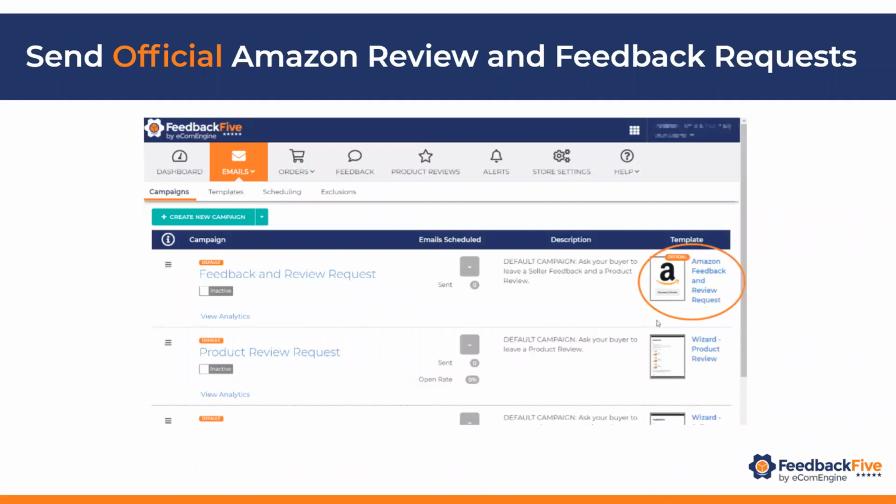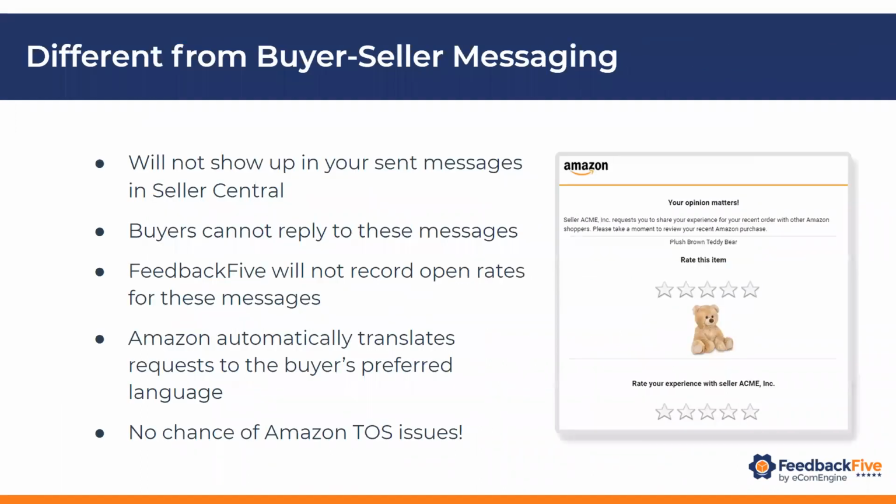So it looks like this. You can see on the slide that Amazon feedback and review request template with the Amazon logo. That's what it looks like in your account. And this is different from buyer-seller messaging in a few key ways. You can see an example message on the right side of the screen right now. So if you're curious to see what it looks like, it's a nice clean message with a product image, and it asks for both a product review and seller feedback, both in the same email.